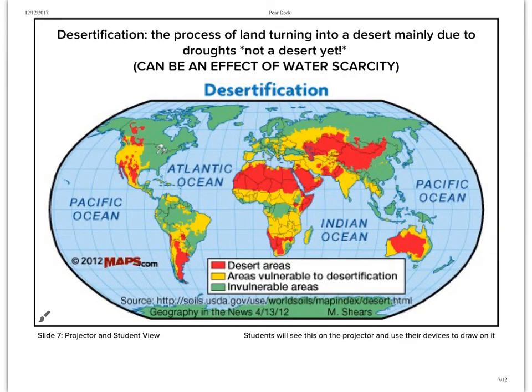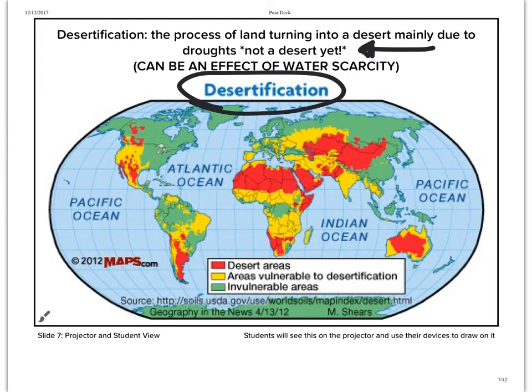All right, desertification. We've actually talked about this word before. We talked about it when we talked about the Sahara Desert and the Sahel. So I'll touch on that in a second. But desertification is the process of land turning into a desert, mainly due to droughts. It is super important that you understand that an area that is going through desertification is not a desert yet. Make sure you have that in your notes.